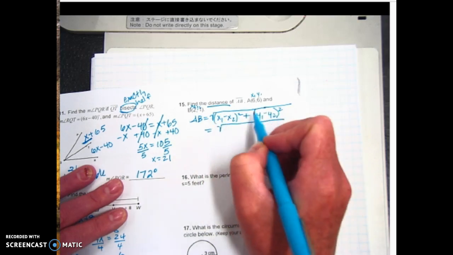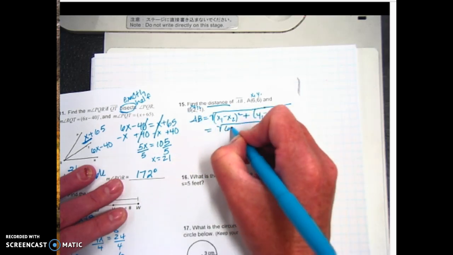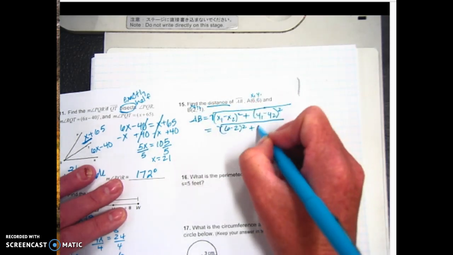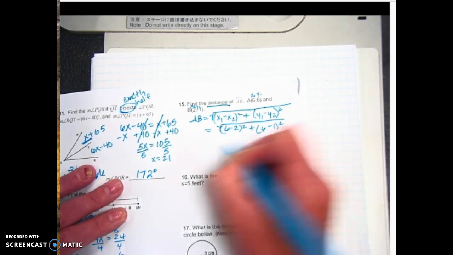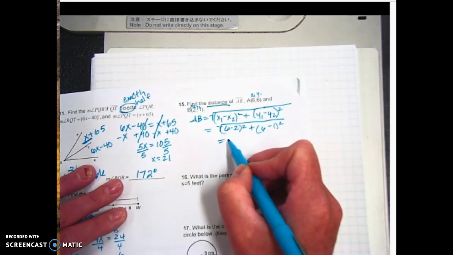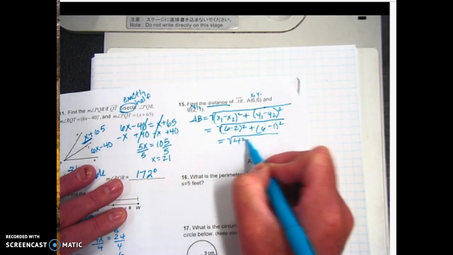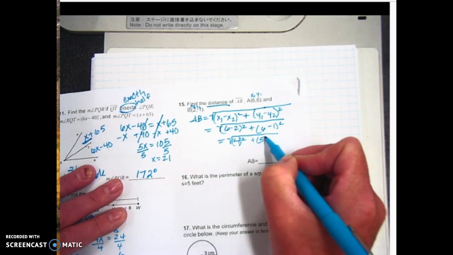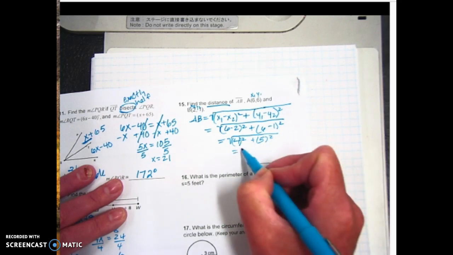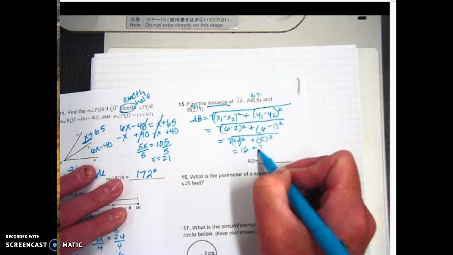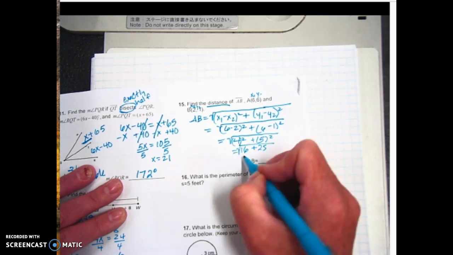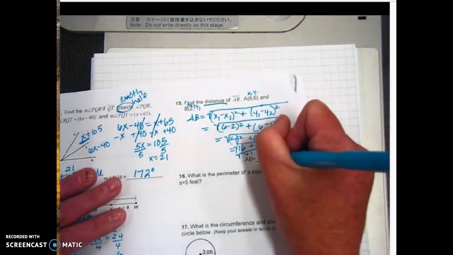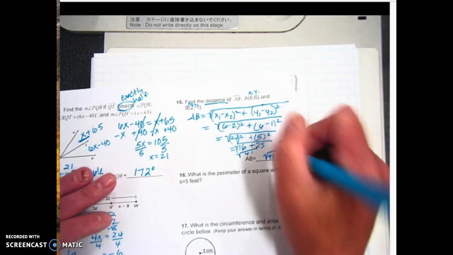So x1 minus x2, so 6 minus 2, and then square it. And then 6 minus 1, and then square it. So we've got 4 squared plus, and then 6 minus 1 is 5, so 5 squared. So this is what, 16 and 25? We add 16 and 25, we get the square root of 41, which is prime. So we're just going to leave it as the square root of 41.